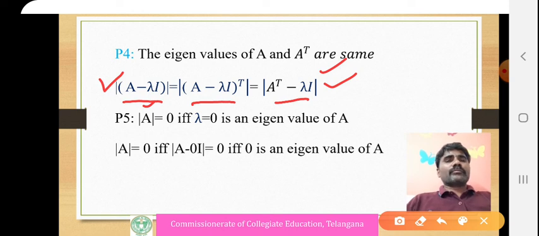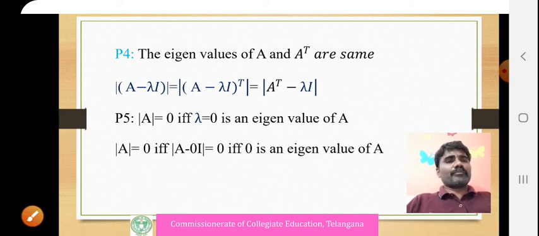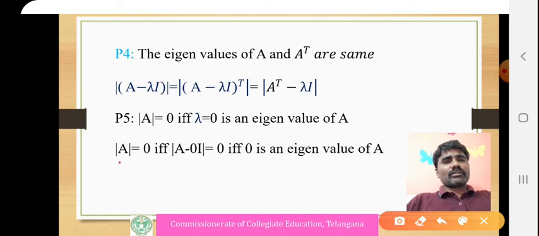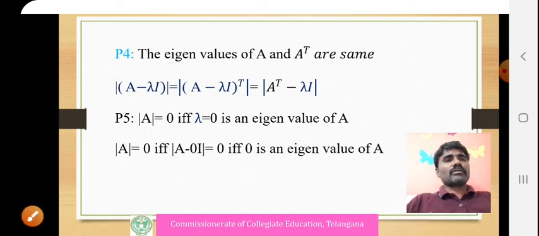And similarly, det A equals 0 if and only if lambda equals 0 is an eigenvalue of A. This is also one important concept. If A is singular, then lambda equals 0 is an eigenvalue of A. If det A equals 0, if and only if det(A minus 0I) equals 0, if and only if 0 is an eigenvalue of A. A minus lambda I, lambda equals 0 here. That's why 0 is an eigenvalue of A. This is the proof for property 5.